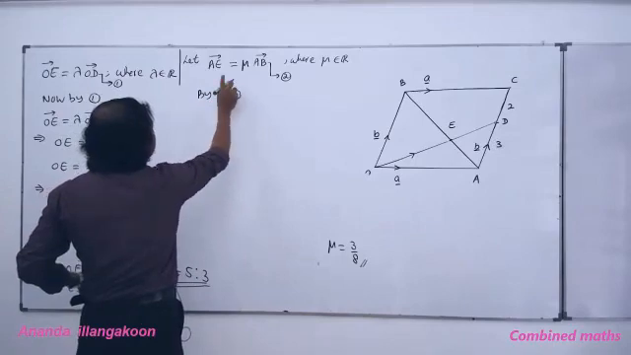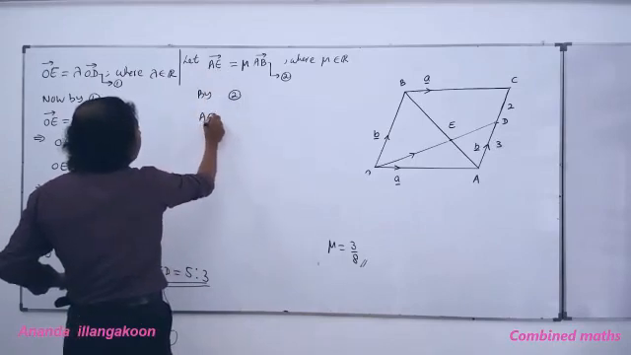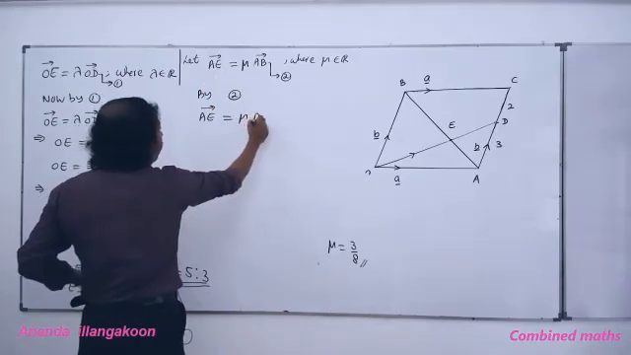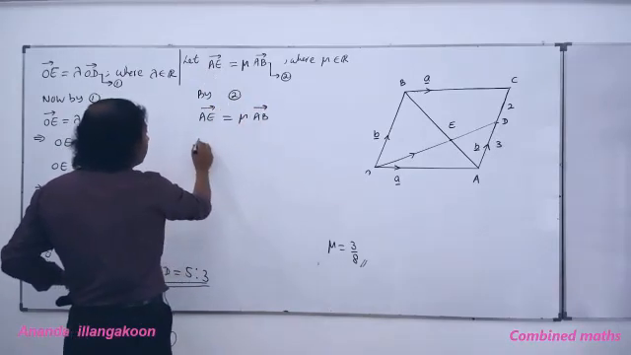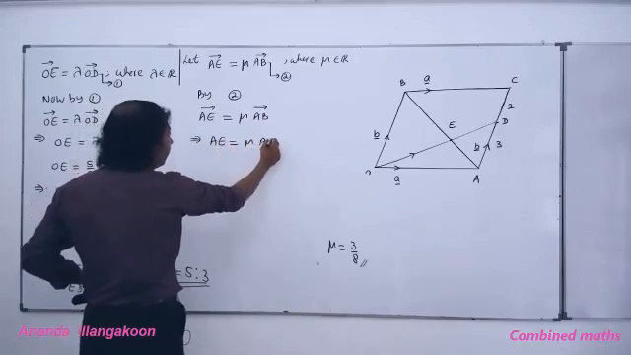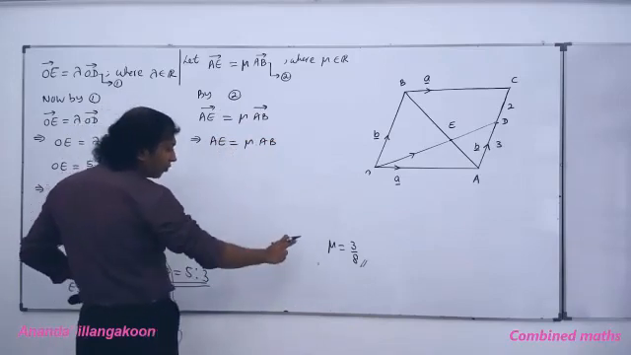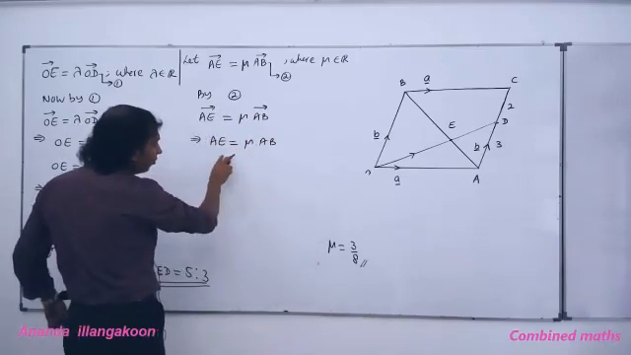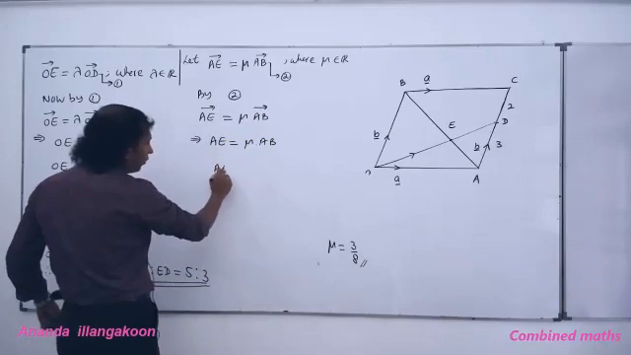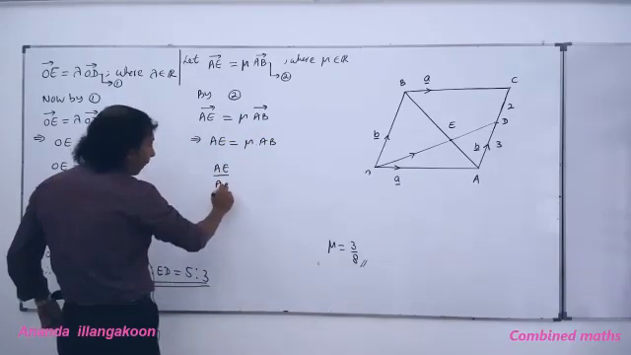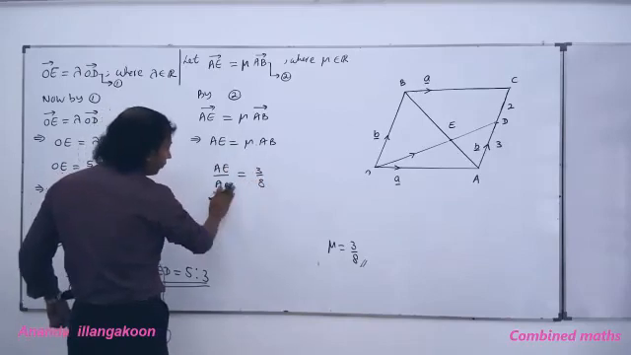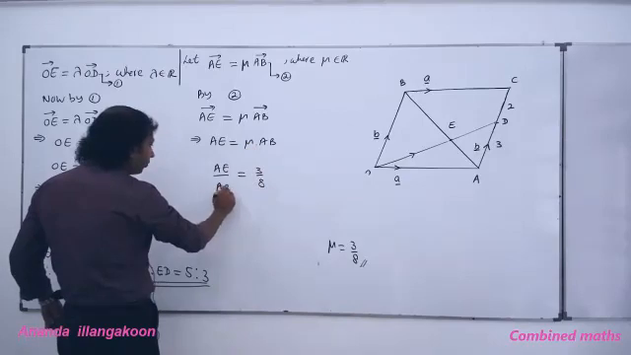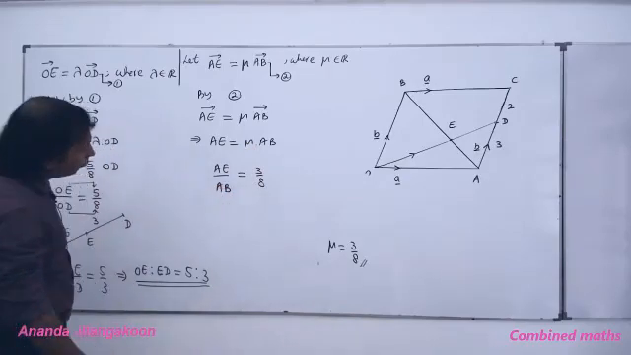By 2, the second equation is AE vector equals mu times AB vector. I can remove these arrows. This implies AE is equal to mu times AB. Then we can substitute for this mu 3/8. We can bring this AB to the left hand side denominator. Now we have mu is 3/8.